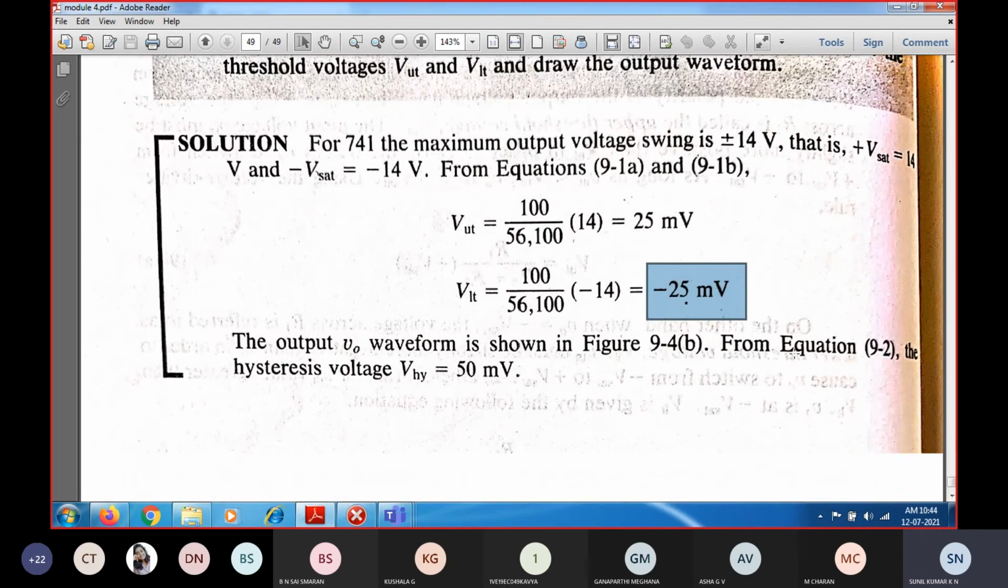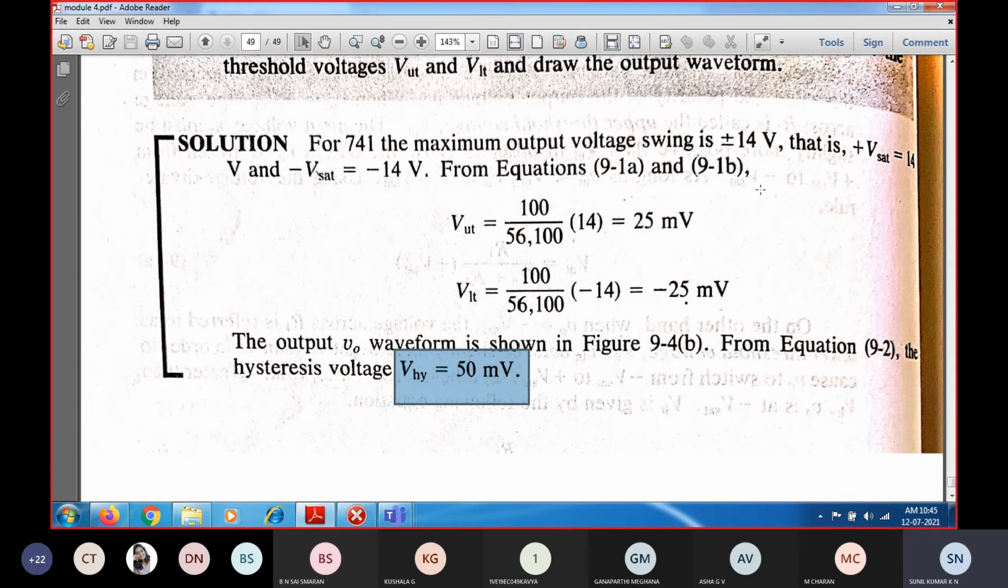And then for the output, if you solve, the hysteresis will be equal to 25 minus of minus 25, that is equal to 50 millivolts. So this is what you are going to get for the hysteresis for the given problem. Any doubt in this?